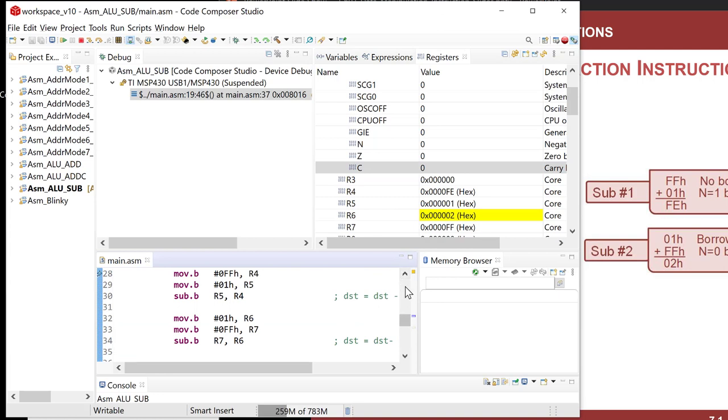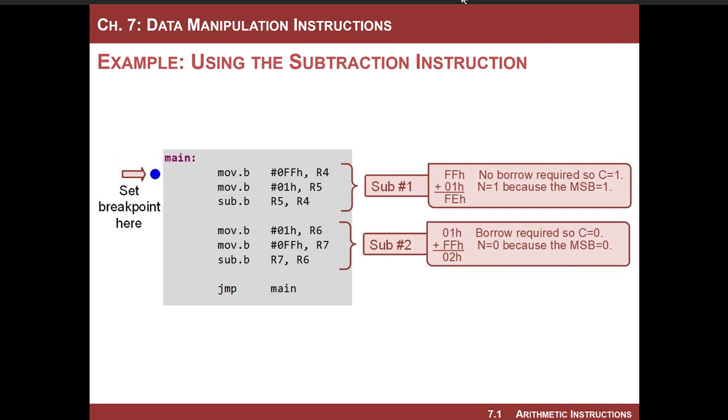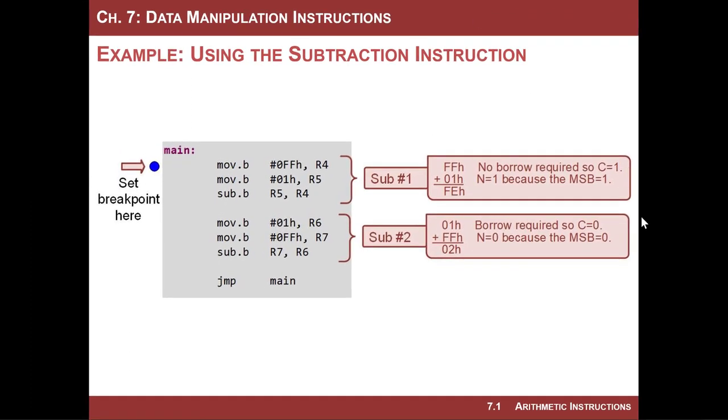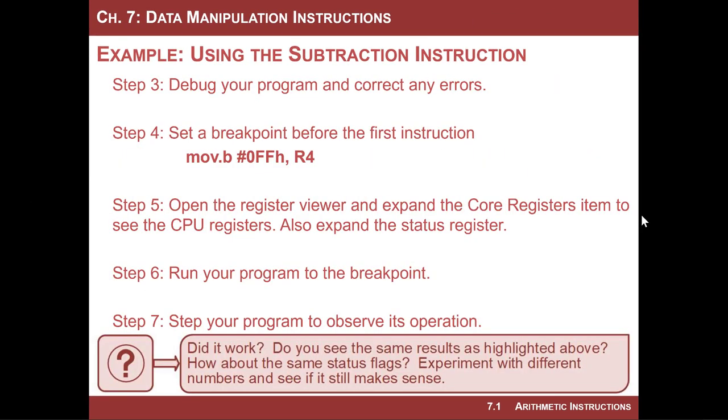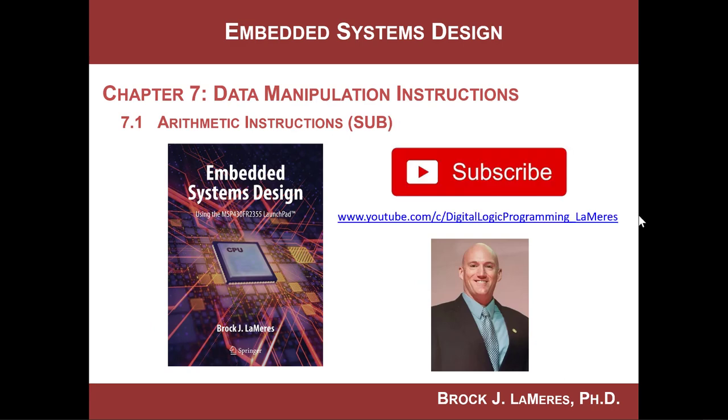But remember that whenever you do subtraction, you have the concept of negative numbers, no matter what. 50% of subtractions will result in a negative number. So there's no such thing as using unsigned numbers in subtraction, because half the time you're going to have a negative result. So unsigned numbers don't apply to subtraction. But that is it. That is the subtract instruction on the MSP430, and that's how the borrow is tracked using the carry flag. And that is it.